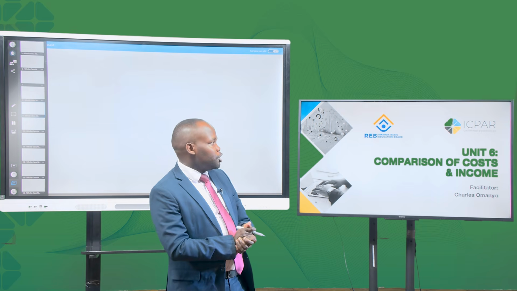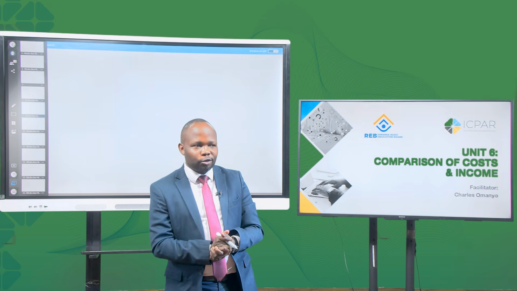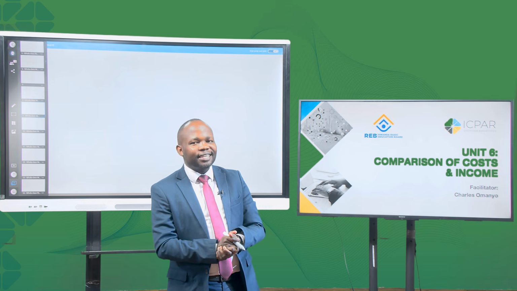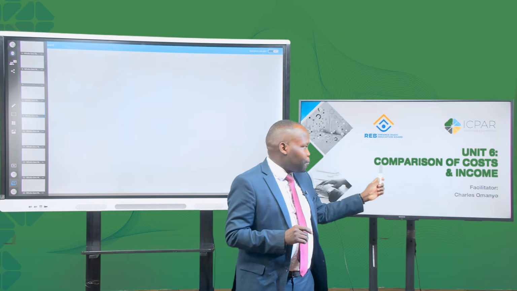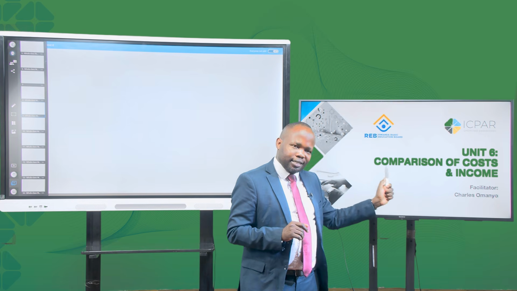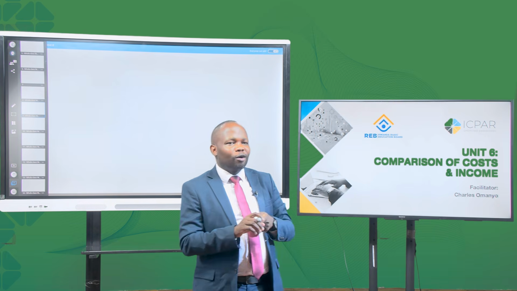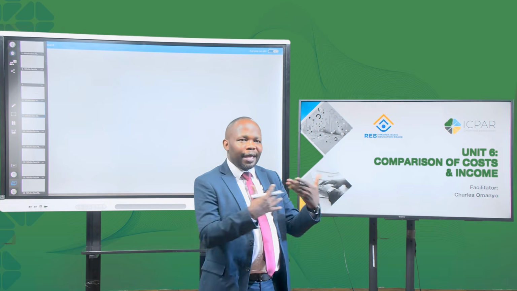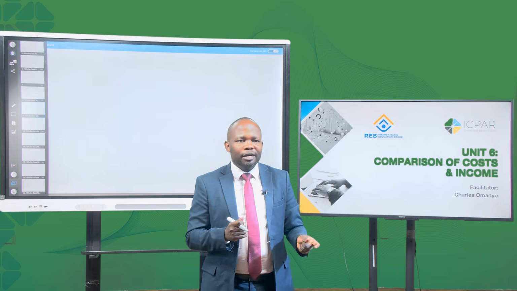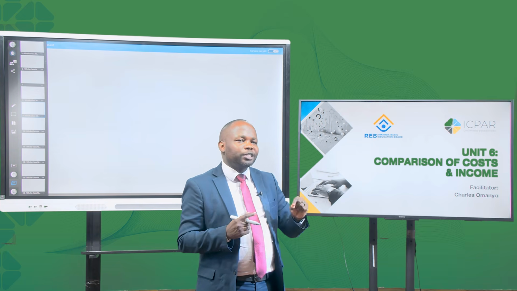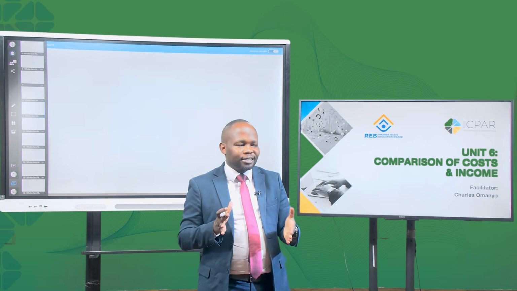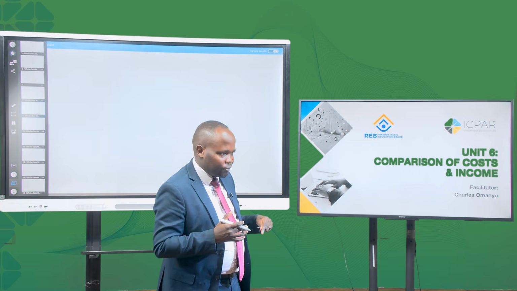Welcome to the last unit on principles of costing. This is the sixth unit, which is called comparison of costs and income. Remember, costs are what we spend. Income is what we receive. So we are comparing what we spend versus what we receive.